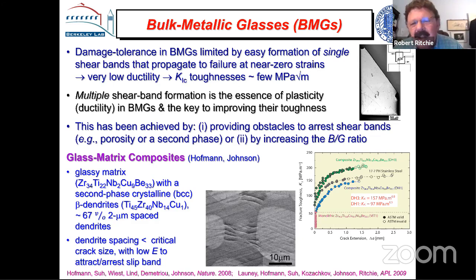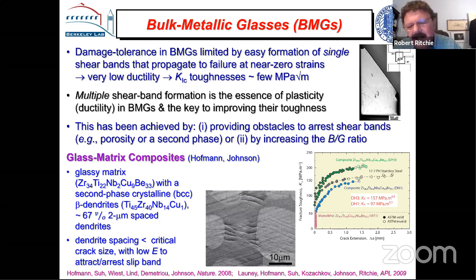So if you can generate ductility, you can get pretty good toughness. There are several ways you can do this. The first of these ways was the way that Doug Hoffman did when he worked with Bill Johnson, which was to put in a second phase. And the second phase blocks the shear bands.